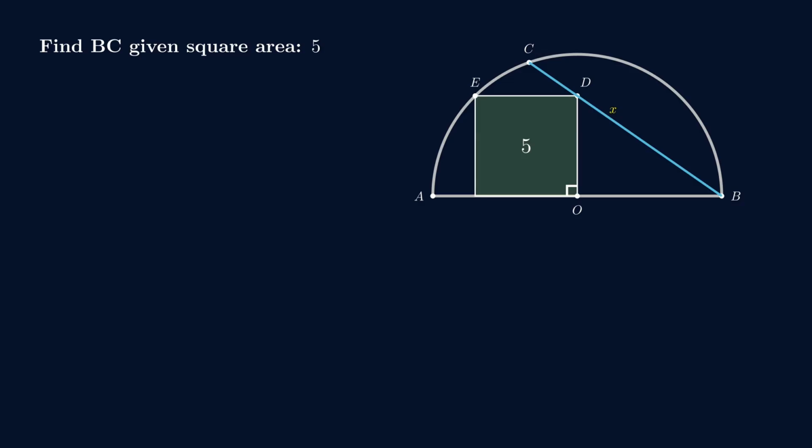Okay, let's walk through it slowly. First key observation, the area of the square is 5. So the side length of the square must be the square root of 5. That's our first important number. Now look at triangle OED inside the semicircle. Both horizontal and vertical sides of the square are square root of 5.